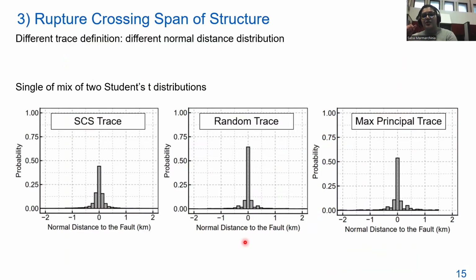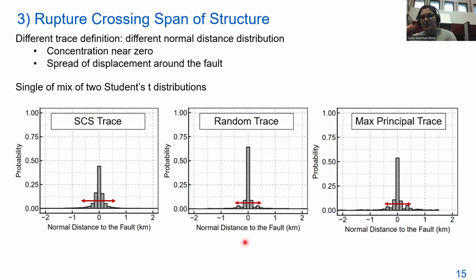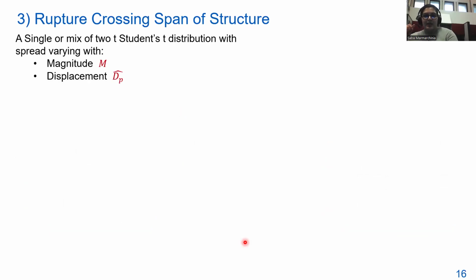These three definitions of fault trace lead to different concentration of data around zero and different spread of the data. So we used three different distributions, which are single or mix of two Student's distributions. Even though we need to use three different distributions because of the three different fault trace definitions, the spread of the data shows a similar trend.